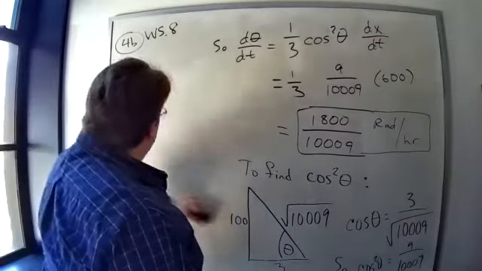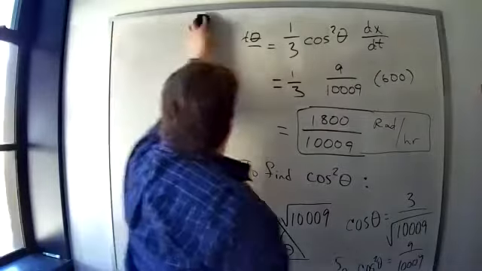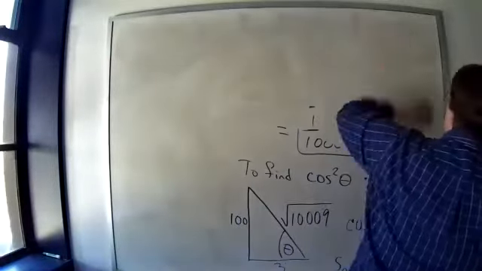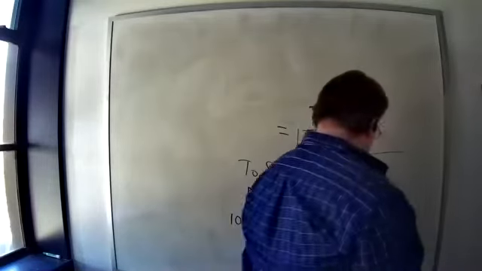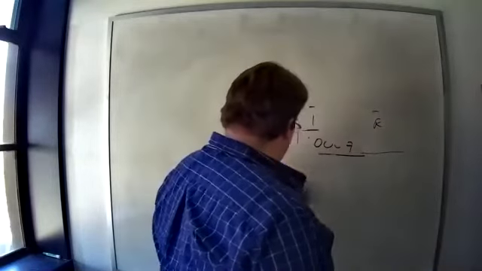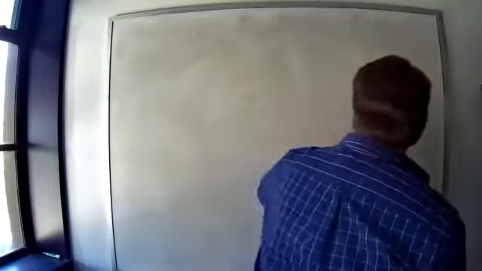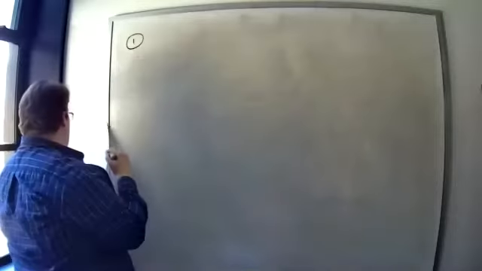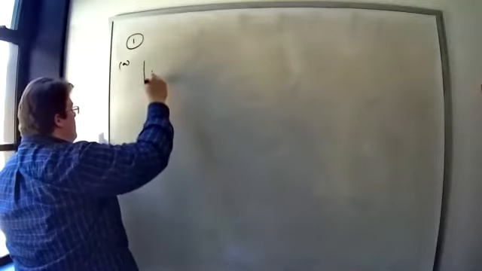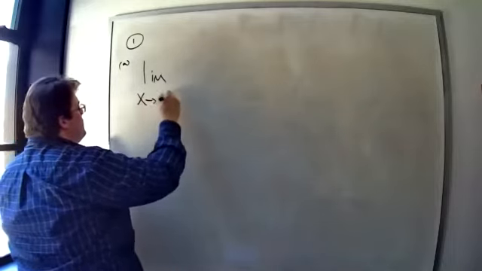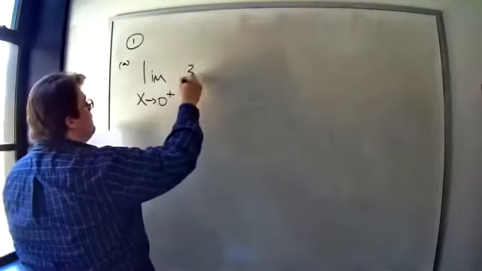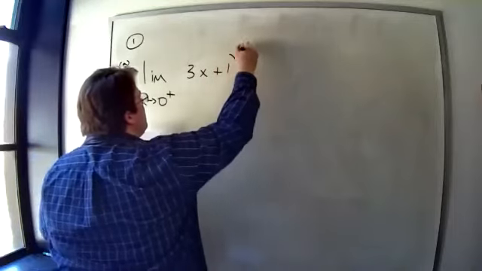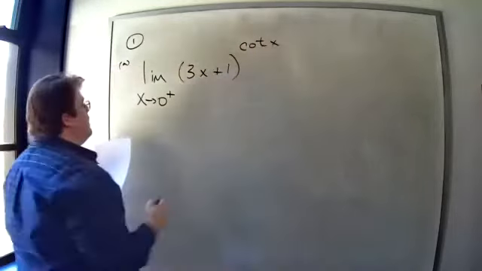Okay. So let's go on to this week's worksheet. So this week, we discussed L'Hopital's rule, some approximations, and the extreme value theorem. Last week we began L'Hopital's rule, and this week we extended it to some other types of limits. 1a, limit x goes to 0 from the right, 3x plus 1 to the cotangent of x.